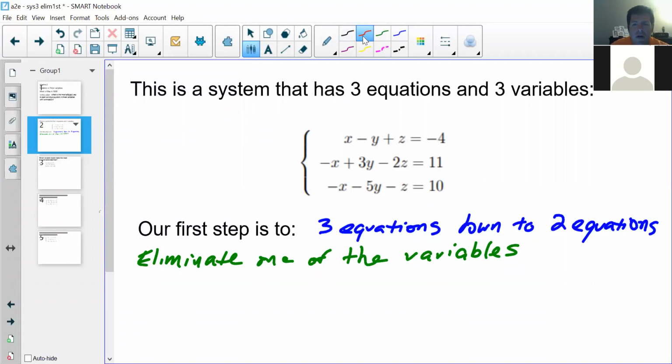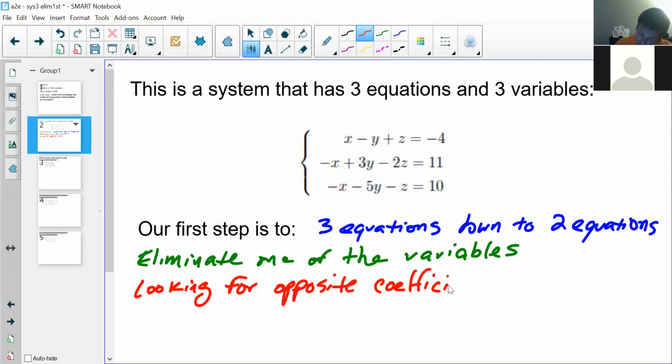And like before, in order to eliminate, we would like to find opposite coefficients as much as possible, kind of like we did last week when we did elimination also. So if we can find opposite coefficients, that will make it really easy to eliminate certain variables, because then we just add the two equations together and their opposite coefficients cancel. We'll be able to do that a little bit quicker.